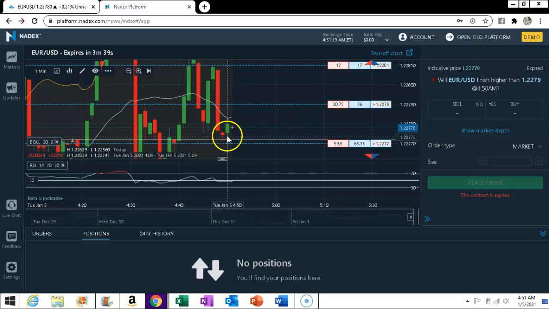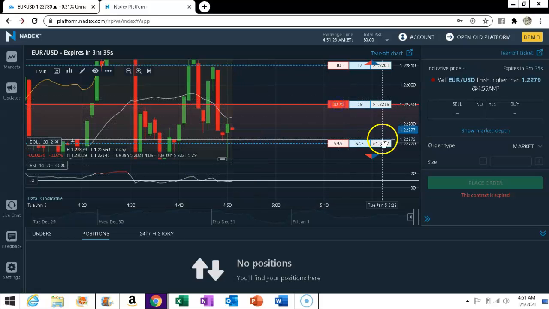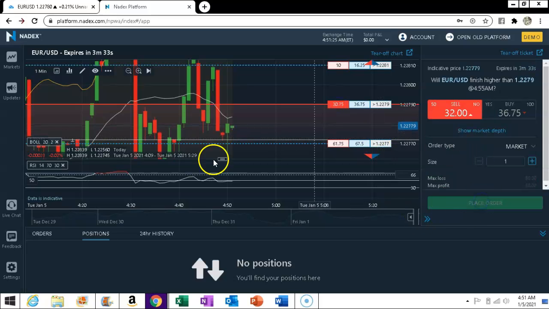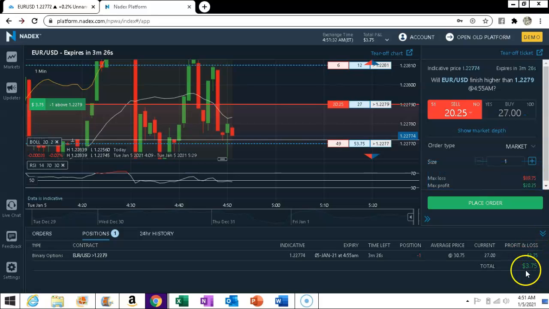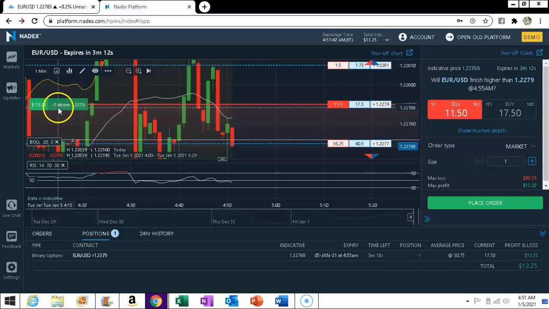So let's see, we are below the 50, below the 20. I'm going to just take this option right now. So say I just took an option. When it's green, that's when you're in profit, and when it's red, that's when you are losing. So I just placed a trade stating that price will remain below this point right here. But right now I'm up $8, $9, and $13.